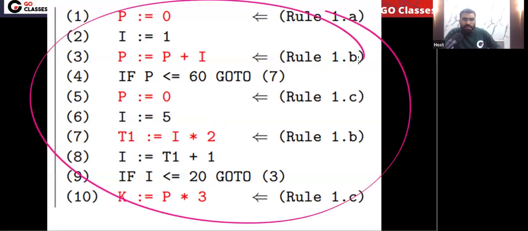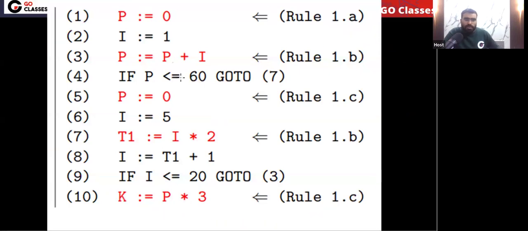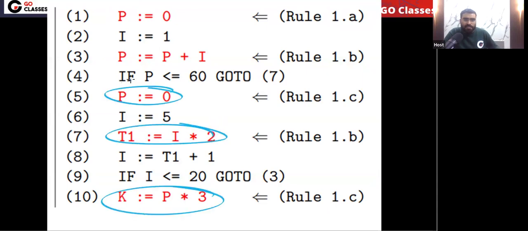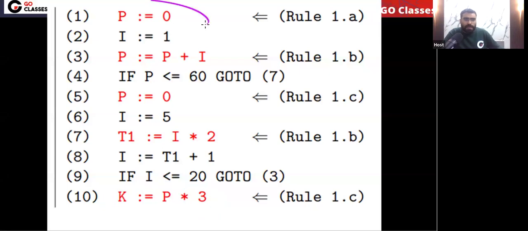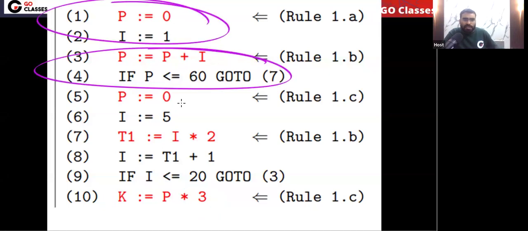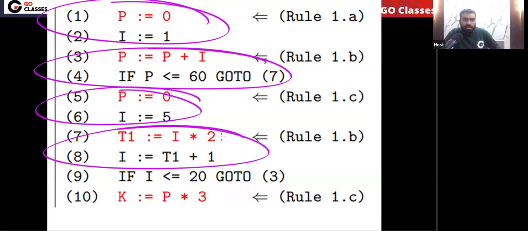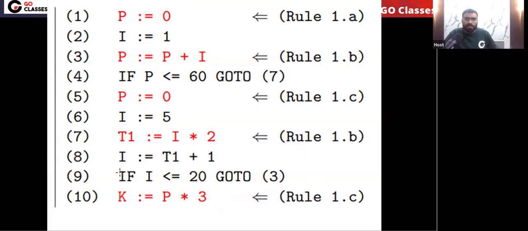For example, this program is given to you. Already the leaders are given. The red ones are the leaders. So how many basic blocks will be there? This will be one basic block, this will be another, this will be another, this will be another, and this will be another. Right? Yes or no?